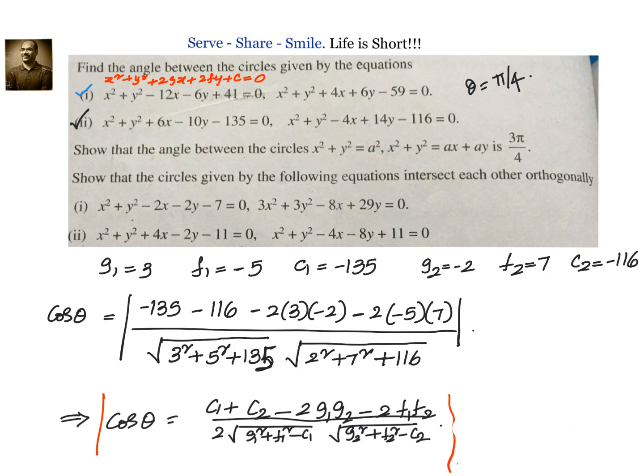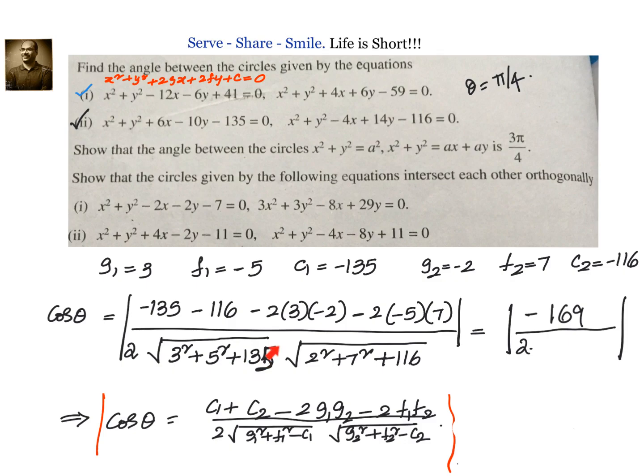Let us simplify this. Let us simplify the numerator first. We have minus 135 minus 116. This is minus 251. Remember that. We have 6, 12, 12 plus 70, 82, and here it is minus 251. That means we have minus 169. So I can actually write down more steps on that, but due to space constraint I am trying to cut down the steps. Hopefully you will understand that.